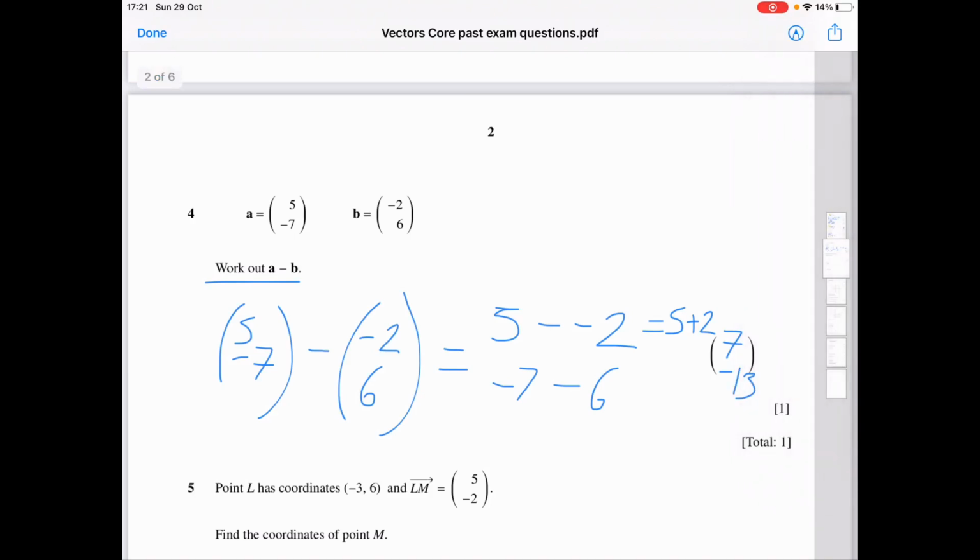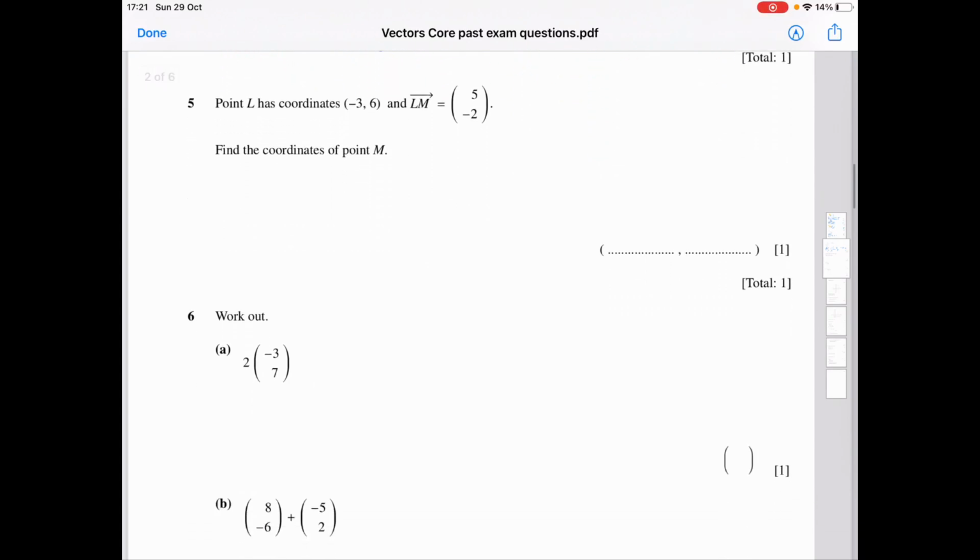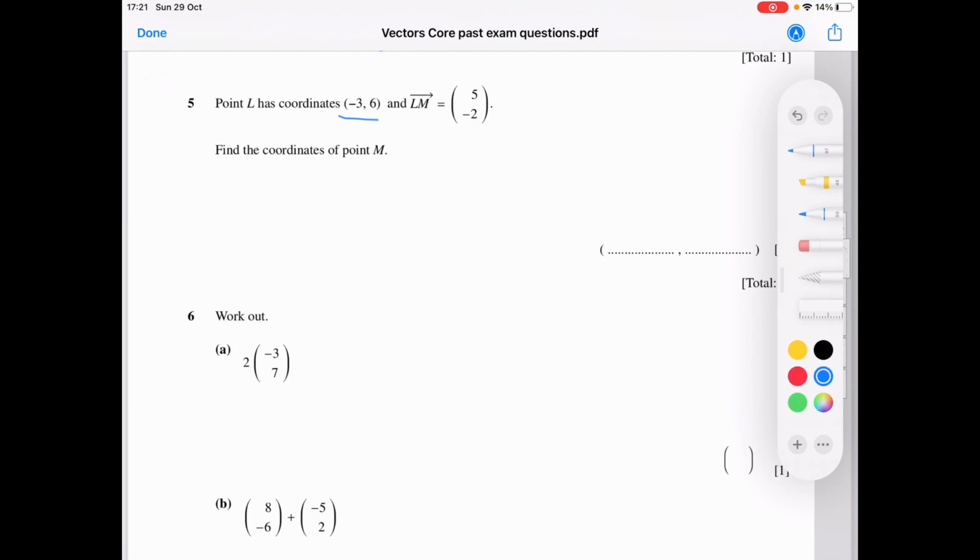Okay, so number 5. Point L has coordinates of -3 and 6. And then LM represented as a vector is 5 and -2. Again, 5 is our x coordinate and y is our -2. Find the coordinates of point M. So when we look at this, I know on a sort of graph of my x and y, -3 and 6 is going to be somewhere like there.